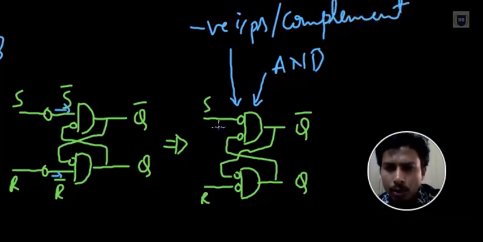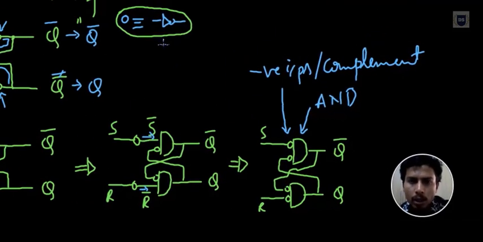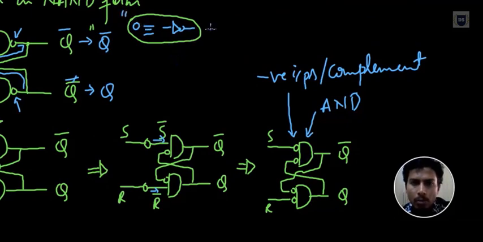So before this S is fed into this AND gate, what is happening in between? Inversion is happening, because a single bubble over here represents a NOT gate. So before S is read into this AND gate as well as before R is read into this AND gate, it is getting inverted or complemented, and hence such kind of inputs are called negative inputs. And what kind of gate is a negative input AND gate? Let's see what it is equivalent to.